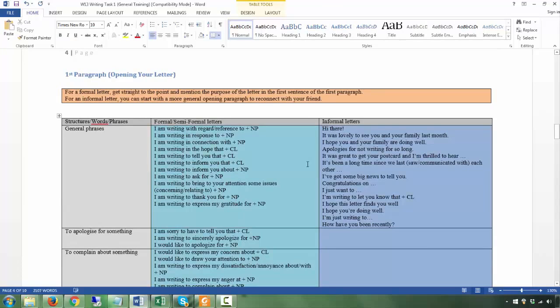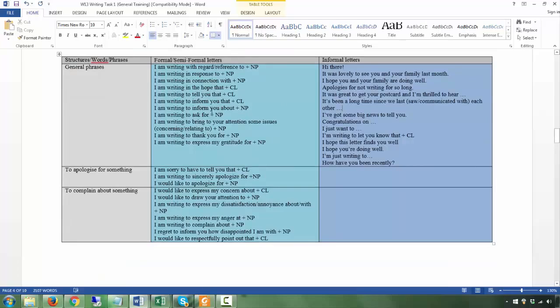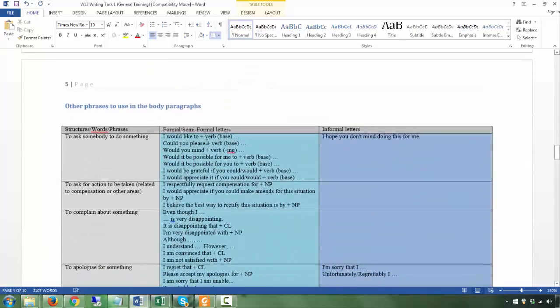If it's for the informal letter, you will basically catch up, and you can write a lot of things. Hi, how are you? I've not seen you in a long time, blah, blah, blah. Whatever. Same as when you write an email to a friend that you have not talked to in a long time, you can write whatever you want. And that is the introduction.